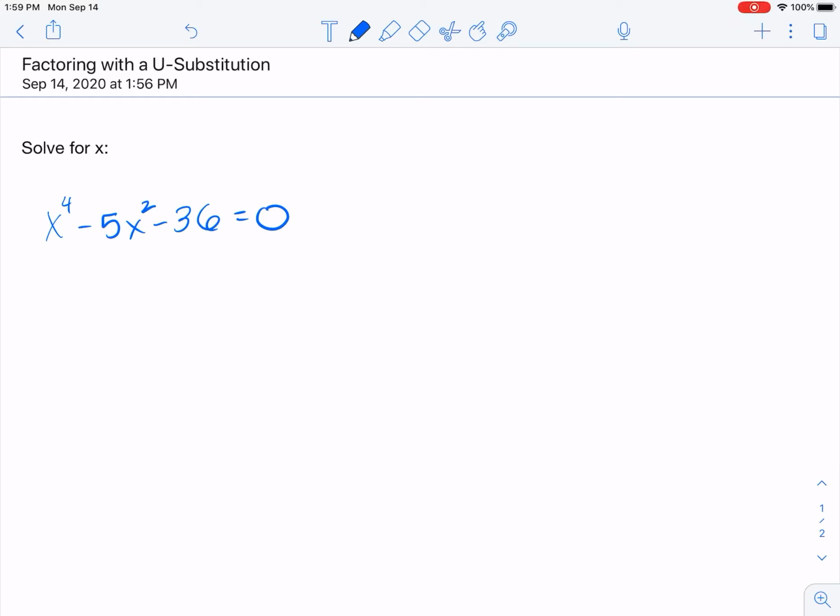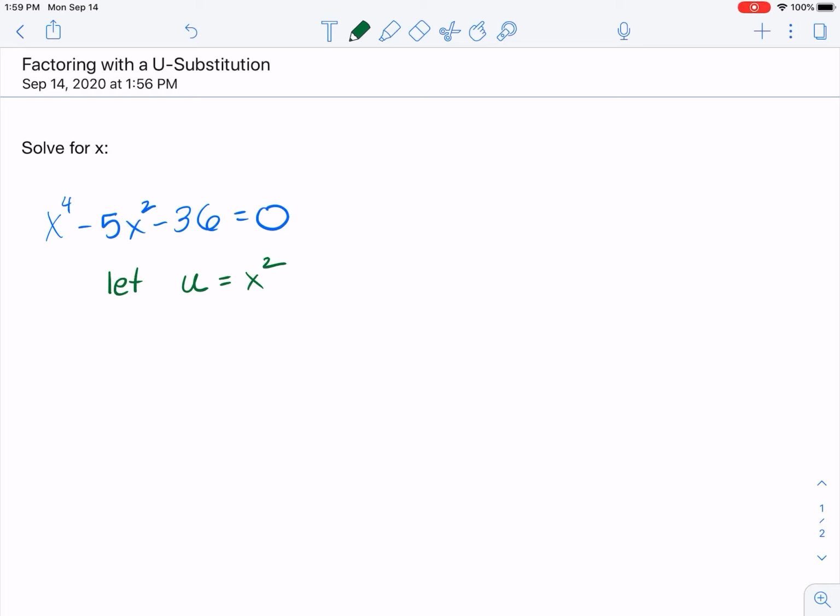Howdy. In this video, we want to do what we call a U-substitution. We're going to factor this and we're going to introduce a new variable. Here's what I see: an x to the fourth, an x to the second, and then an x to the 0, no x's. I'm going to say let u, not me, but u, equal x squared.